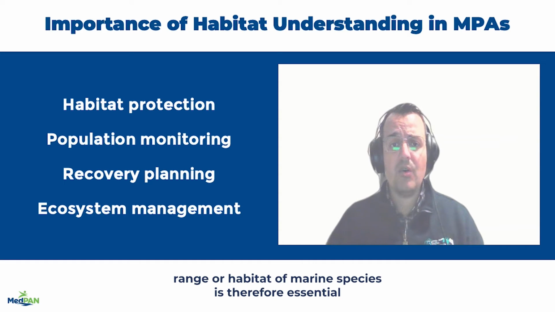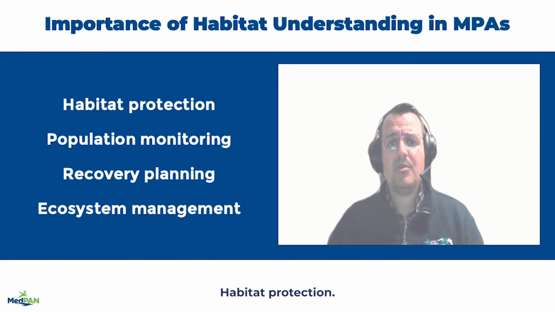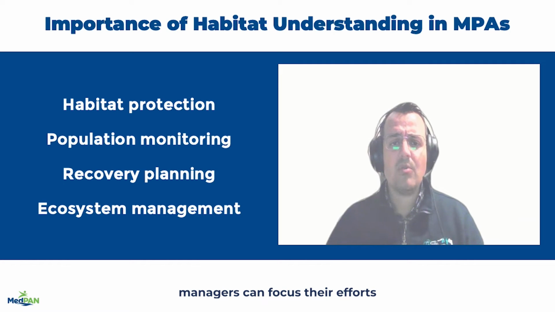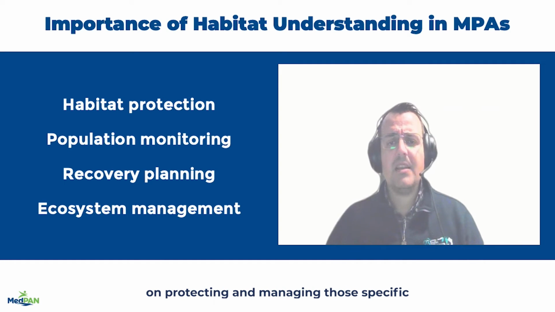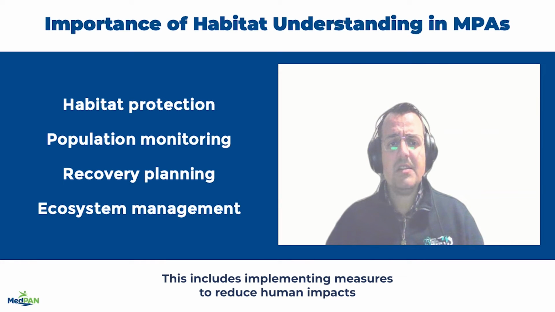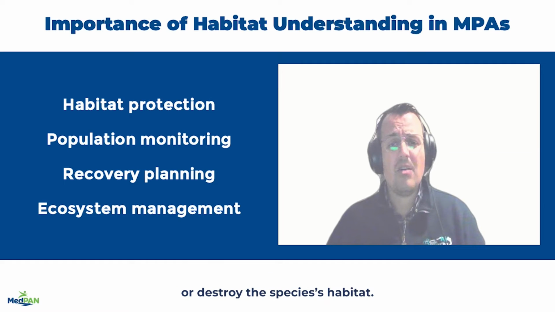Understanding the home range or habitat of marine species is therefore essential for their conservation. And there are several reasons for this. Habitat protection. By identifying the range or habitat of a species, conservation managers can focus their efforts on protecting and managing those specific areas. This includes implementing measures to reduce human impacts such as fishing, pollution, and coastal development that can harm or destroy the species' habitat.